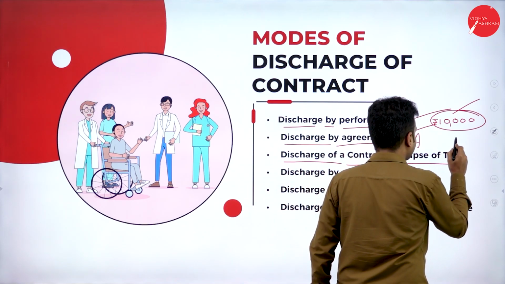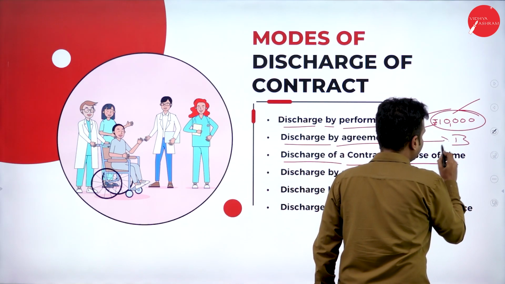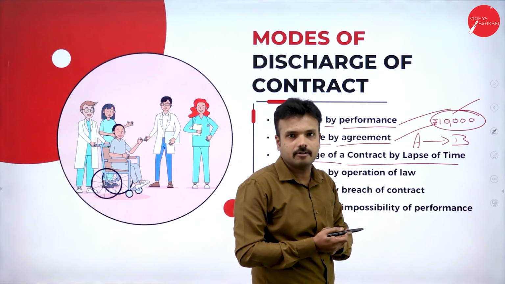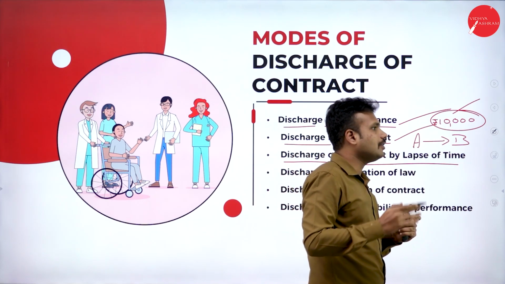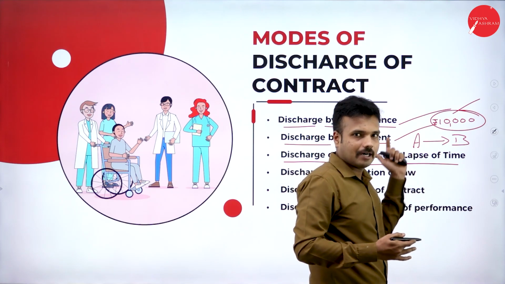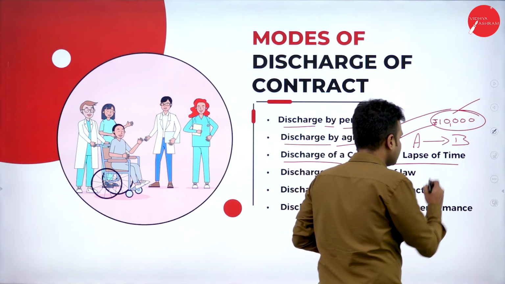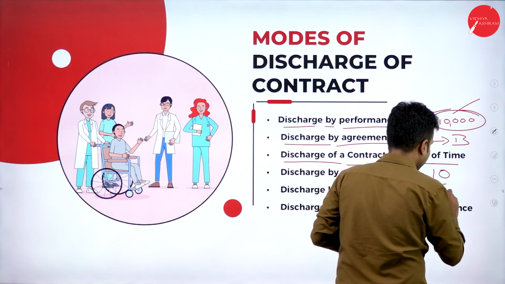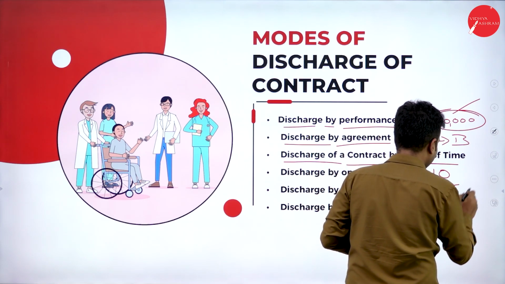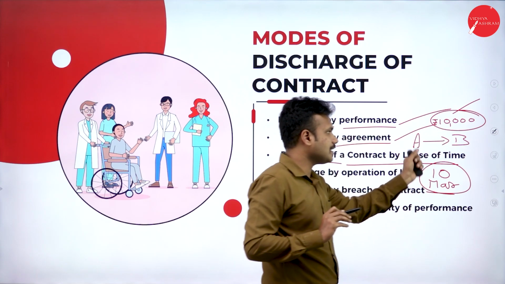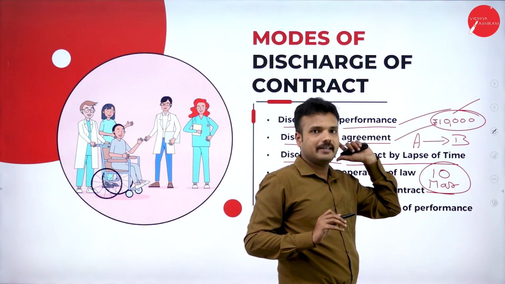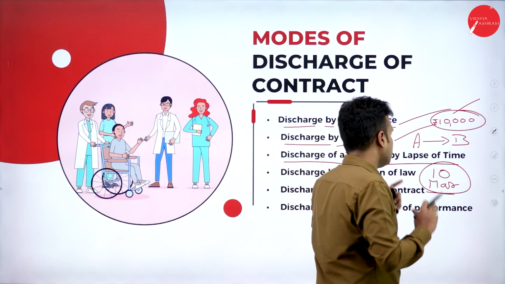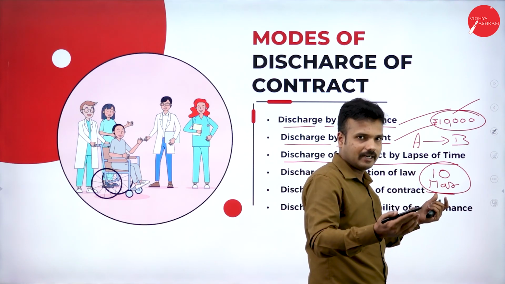Mr. A and Mr. B. Mr. A is ready to sell his property to Mr. B for the consideration of 10,000 rupees. Mr. B also agreed to pay 10,000 rupees. He agreed to pay on March 10th. So on March 10th, he is supposed to pay 10,000 rupees and collect Mr. A's property. But March 10th is already over.